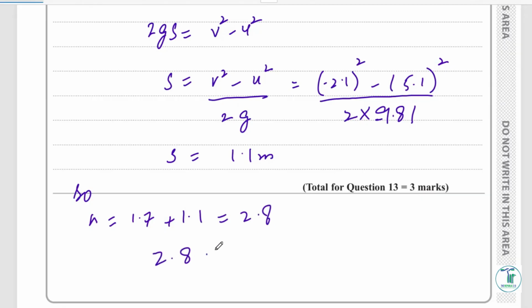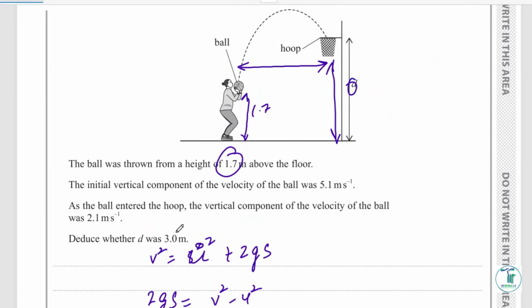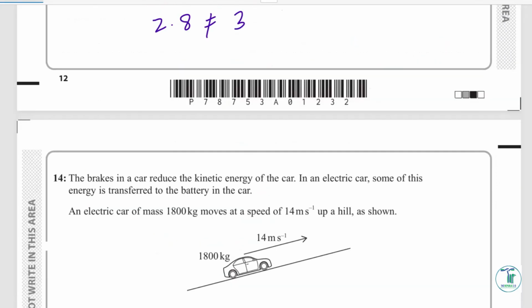And since 2.8 is not equal to 3, the claim is not right, right? We just needed to deduce whether the D would be 3 or not, and that is how we deduce it.